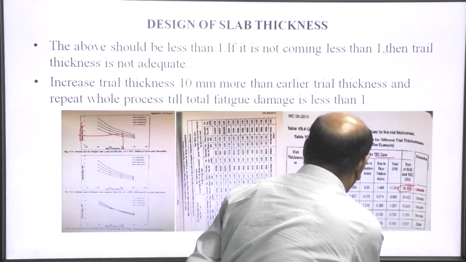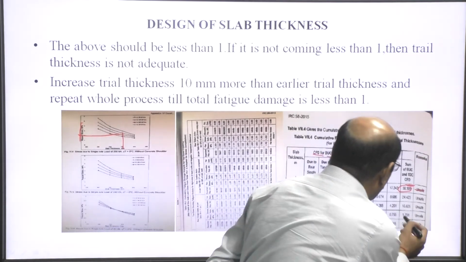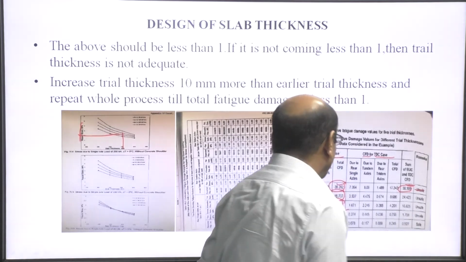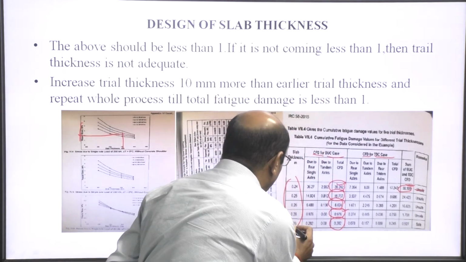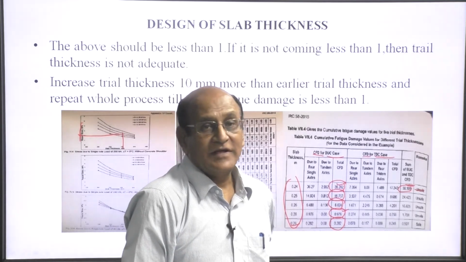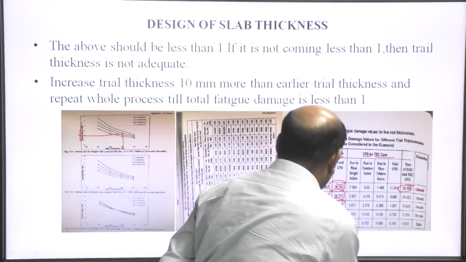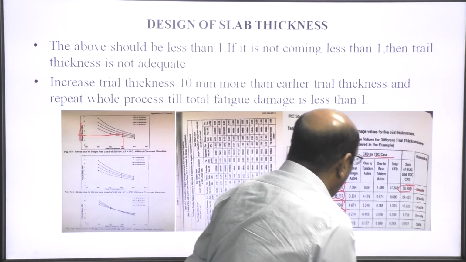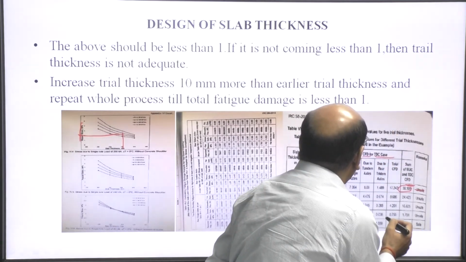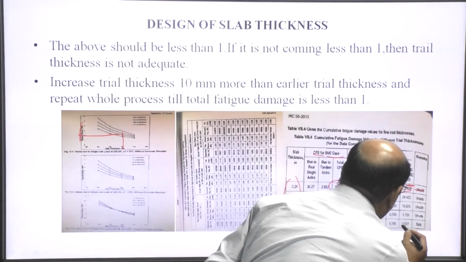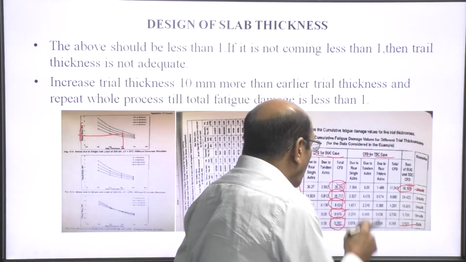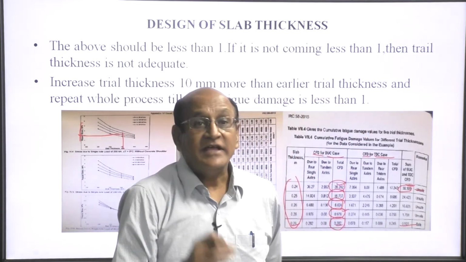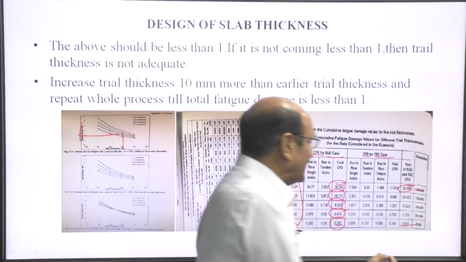Likewise, come to here: 0.976 and 1.73 is still unsafe because it is coming nearly 2 point something. Now, come to the slab thickness 0.29. For 0.29, see here, this is the value of total cumulative fatigue damage, 0.282, and here the cumulative fatigue damage for top down cracking is 0.527. So, the summation of 0.282 plus 0.527 is less than 1. So, it is safe.